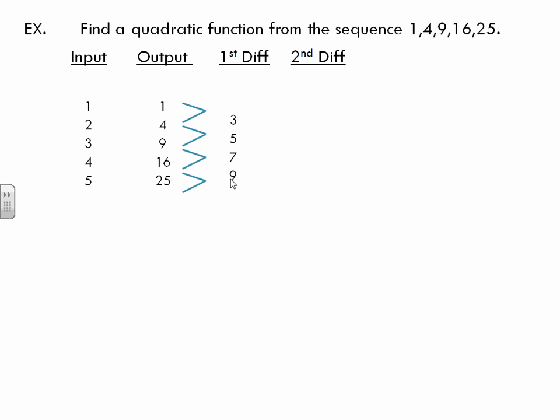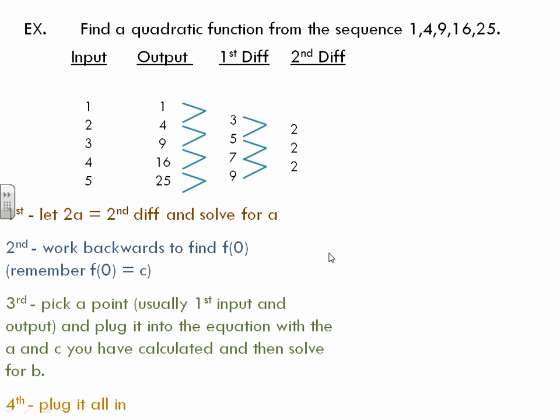And then since these were all different, we knew this, we expected it, we generate our second differences. So we subtract again, and we get 2. That's our common second difference. All right, so here are the steps. This is what we're going to do.